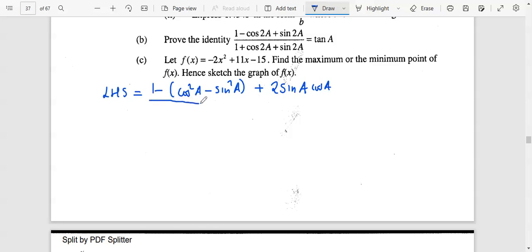And then in the denominator, we have got also 1 plus cos 2a, which is cos squared a minus sin squared a. And then you also have sin 2a, which is 2 sin a cos a.